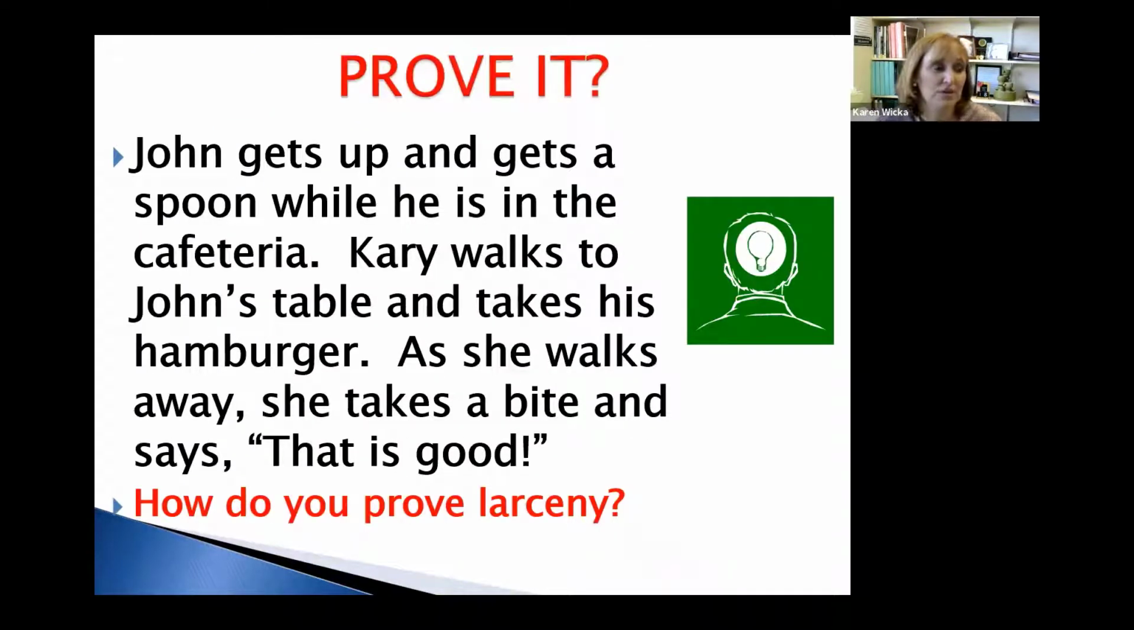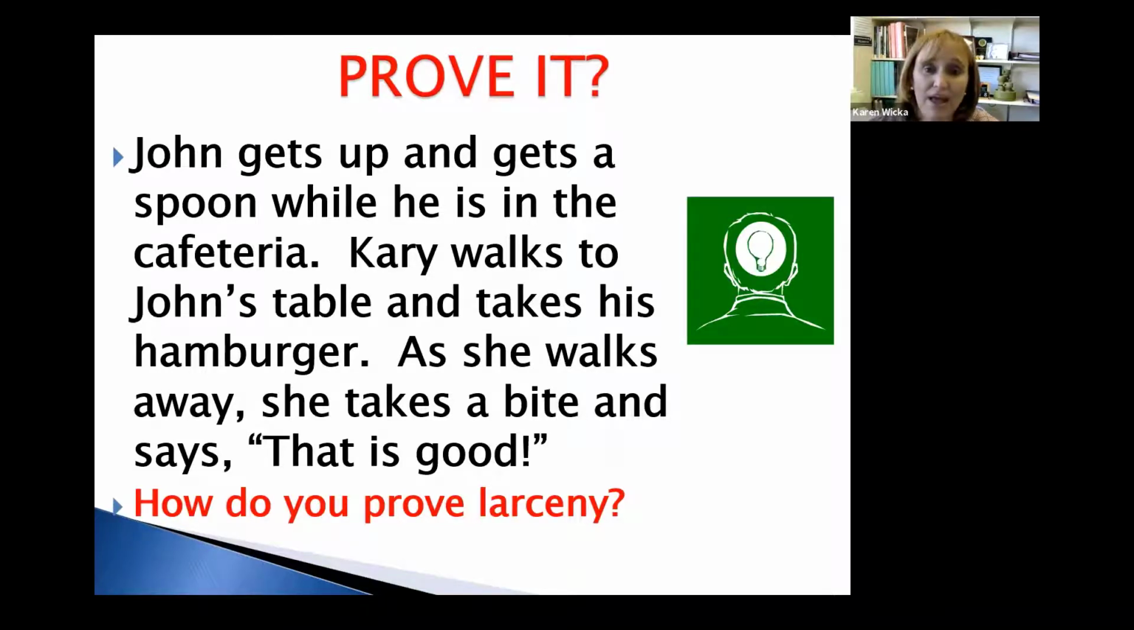So John gets up and gets a spoon, and while he's in the cafeteria, Carrie walks up to the table, takes his hamburger. As she's walking away, she takes a bite and says, "This is good." So can we prove larceny? We have to show mens rea intentional. Well, yeah, she walked over and did it. So through her actions, we can show intentional.